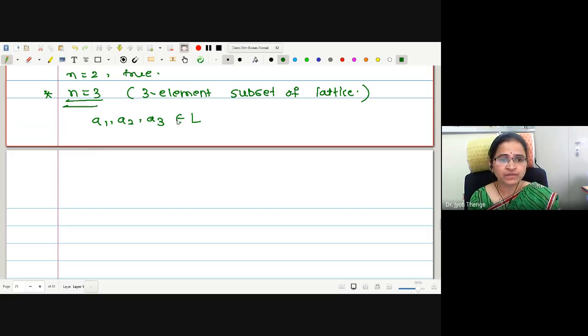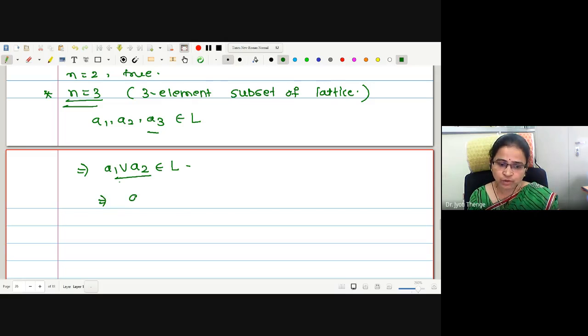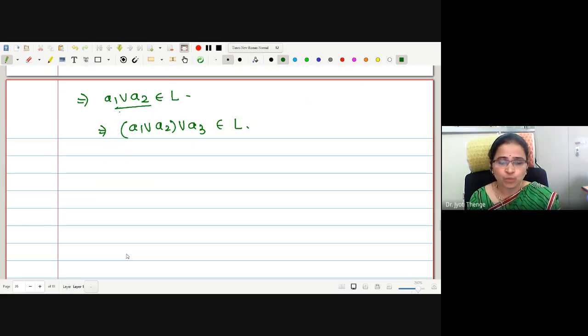Okay. Now if A1, A2, A3 belongs to L, what about A1 join A2 is in L? No doubt, because for every 2-element subset join exists. Now let me take this as one element and take a join of this element with A3. Therefore, what is the value? A1 join A2 join with A3 must be an element of L. Now one has to check whether this will be LUB for A1, A2, A3.